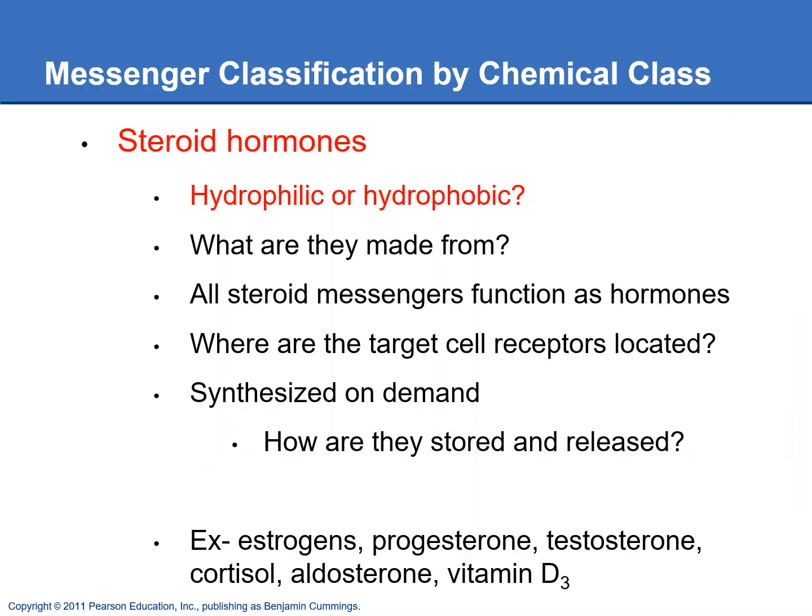The next chemical class is steroid hormones. Steroid hormones are all made from cholesterol. And remember, cholesterol is a type of lipid. And remember, lipids are all hydrophobic. So we're going to find the target cell receptors inside the cell. So they're going to be in the cytoplasm or in the nucleus.